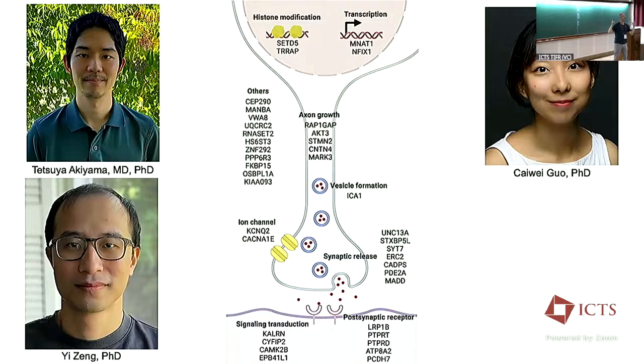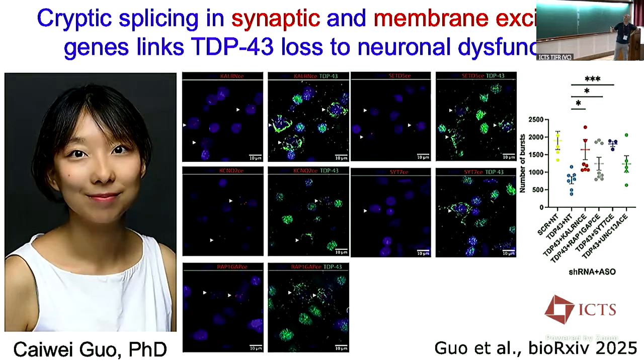There are other cryptic targets. Interestingly, many are involved in the synapse. Cai-Wei Guo, a postdoctoral fellow, just a couple days ago has a paper on bioRxiv where she's characterizing some additional ones. And importantly, not just showing that they're there, but doing functional studies, recording the neurons to see the consequence of these and rescuing them.